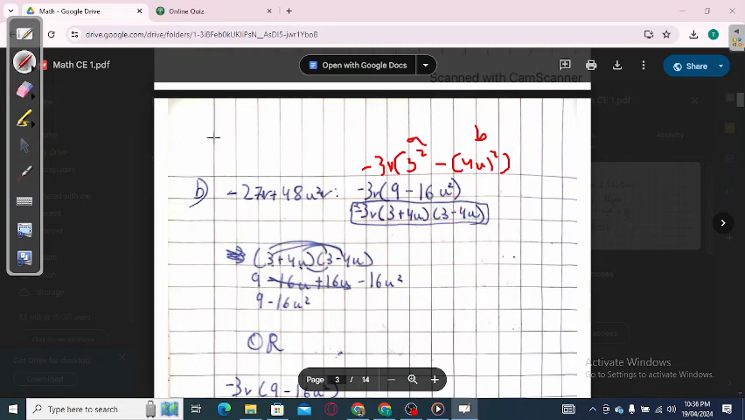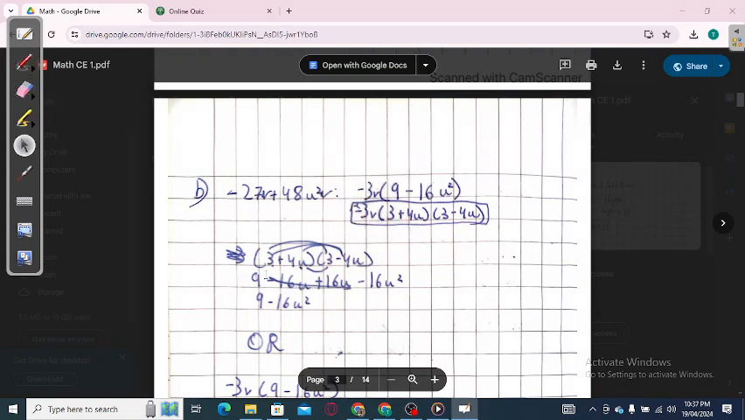So you keep the negative 3v, you take this down, right? Now a plus b into a minus b, so 3 plus 4u into 3 minus 4u. Let me just make this a bracket so it's more clear. Okay, and this is your answer. That's it. You found your answer.